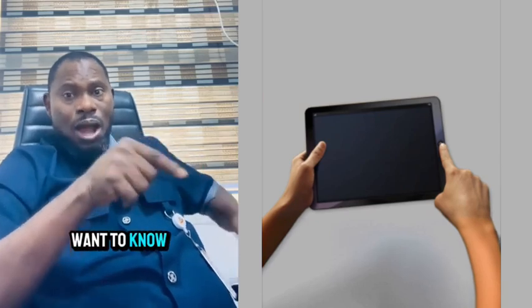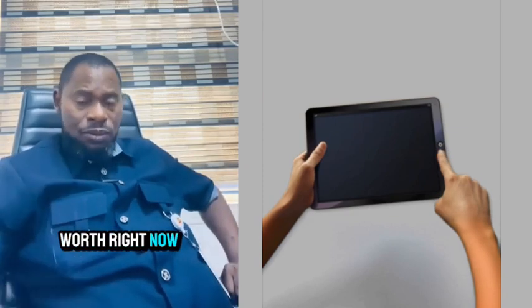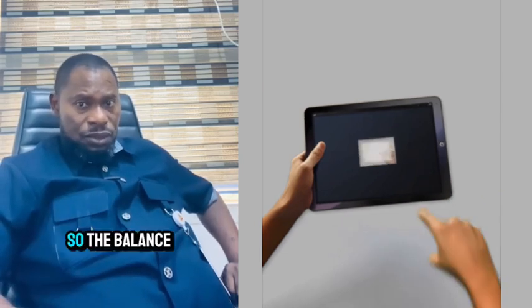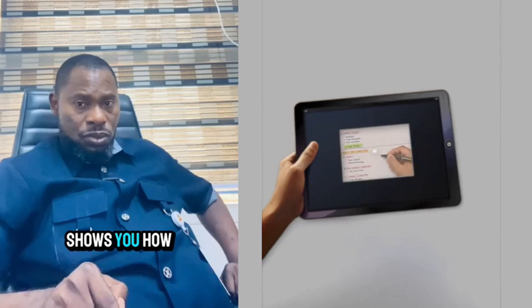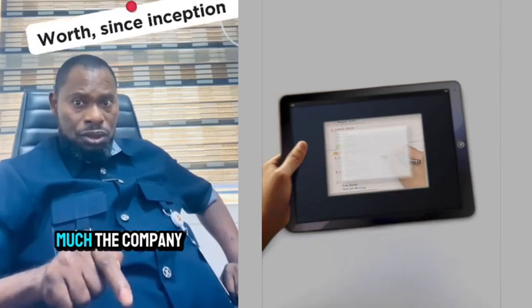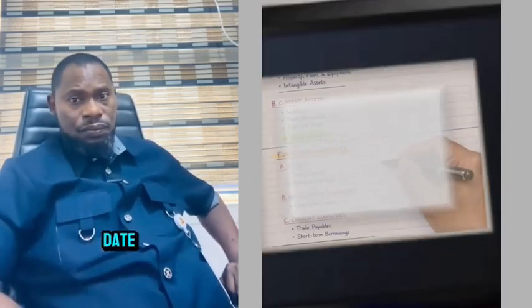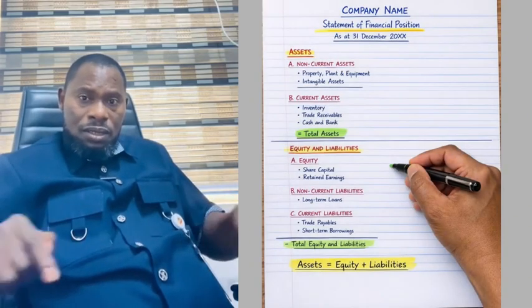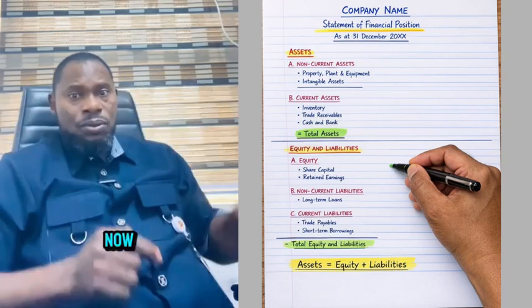But if you want to know how much a company is actually worth right now, you don't look at the income statement. You look at the balance sheet. So the balance sheet is very, very important. It is what shows you how much the company is worth right now from when it was established to date. Whereas the income statement shows you the performance for a particular year, the balance sheet tells you how much the company is worth from when it was created till now.